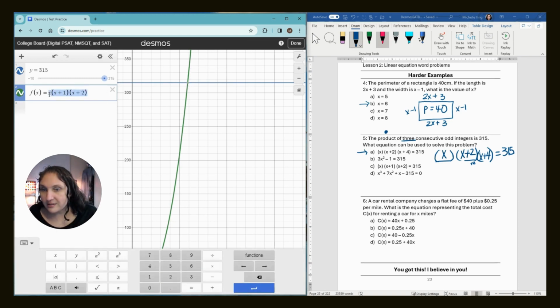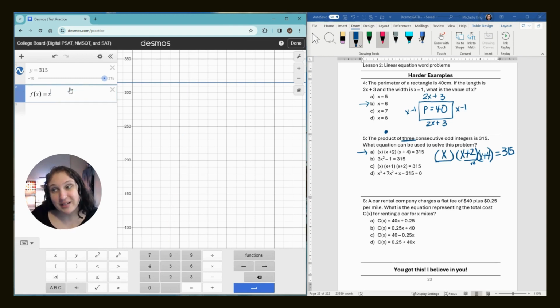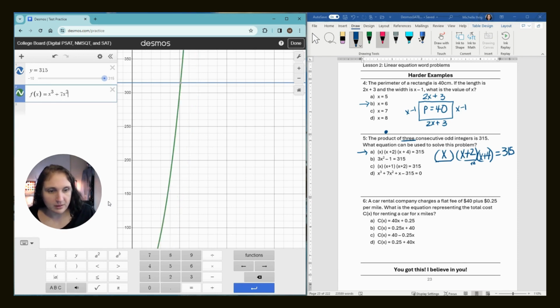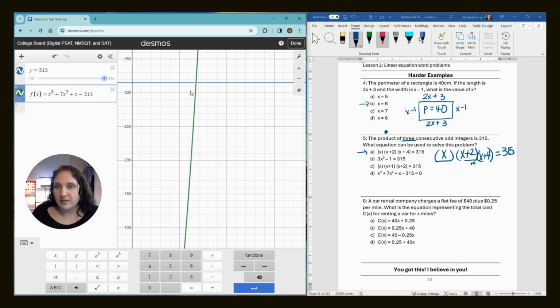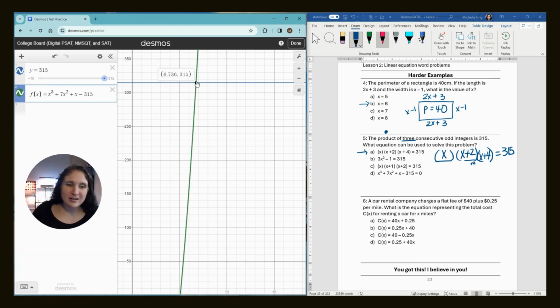Let's look at letter D. I use shift and this number 6 to get my cubed, but you can also use this AB button on the keyboard to get the cubed function also. Plus 7x squared plus x minus 315. And we see where they cross. Again, they cross at a decimal. We have to have integers, so it has to be choice A.